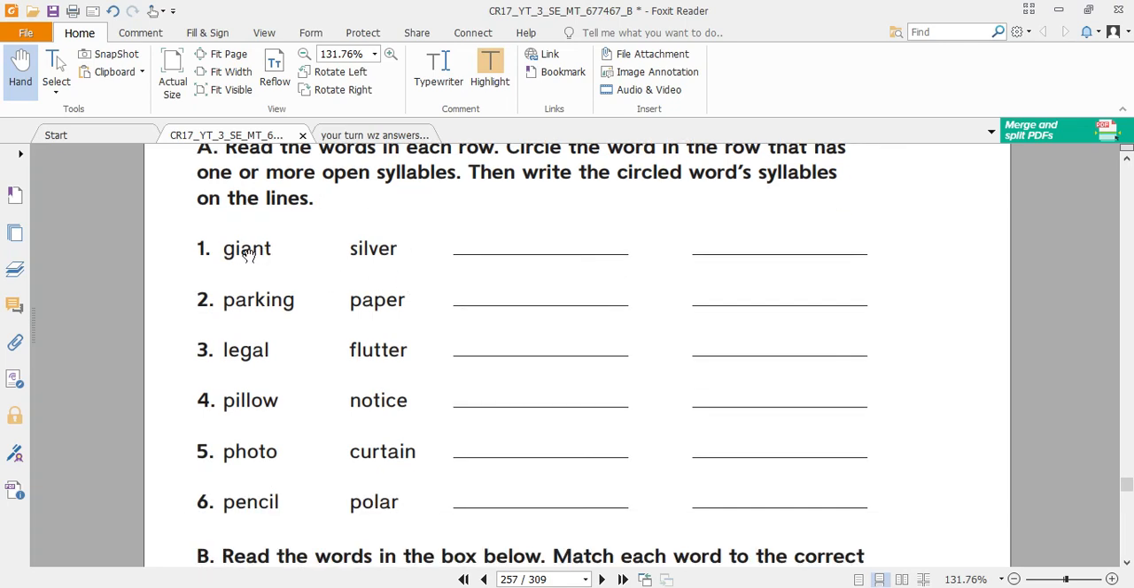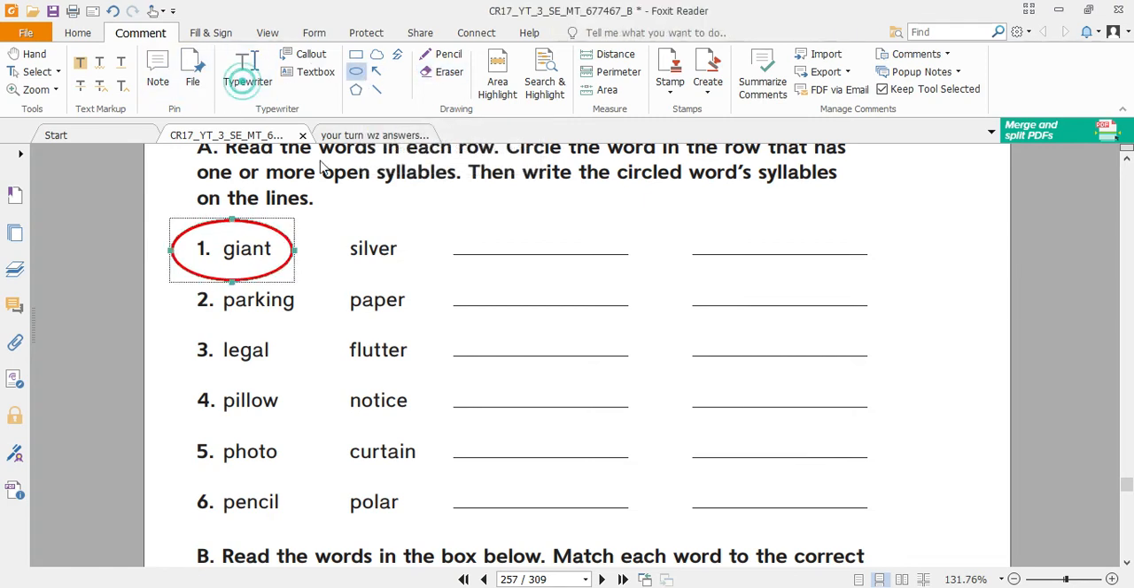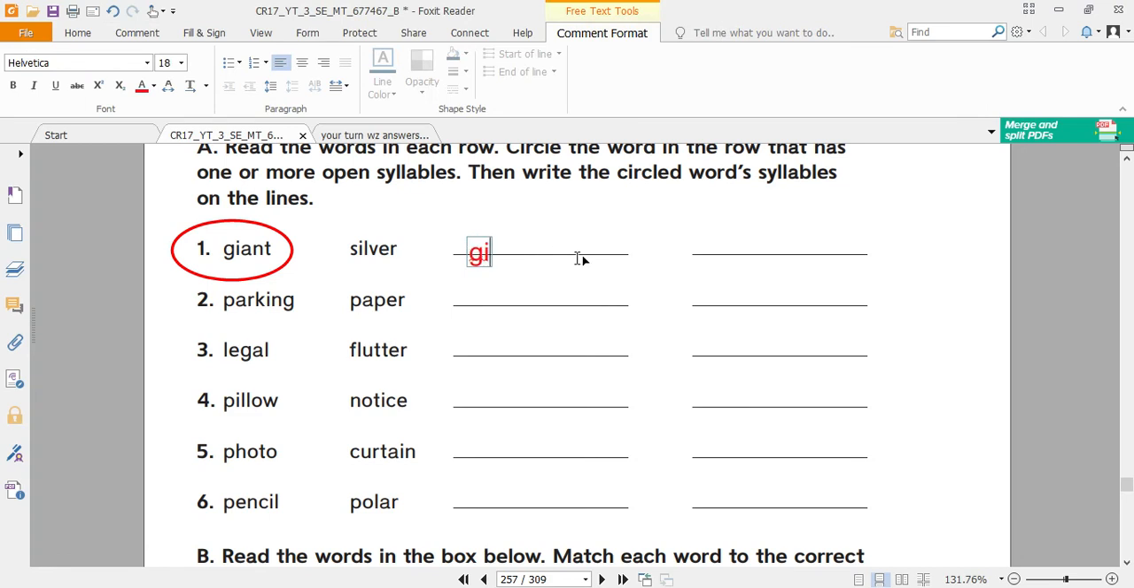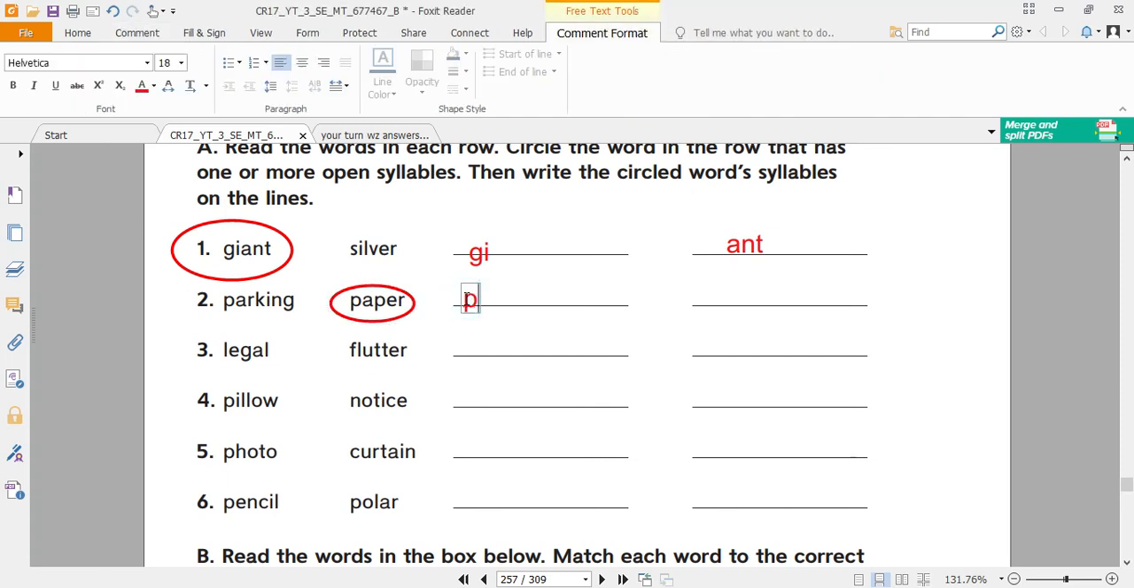Number 1, giant or silver, which one has an open syllable? Yes, excellent. It is giant. How do we divide it into two syllables? Giant. Number 2, parking or paper. Yes, that's great. Paper has two syllables. The first one is PA and it is open. The second one is PER.